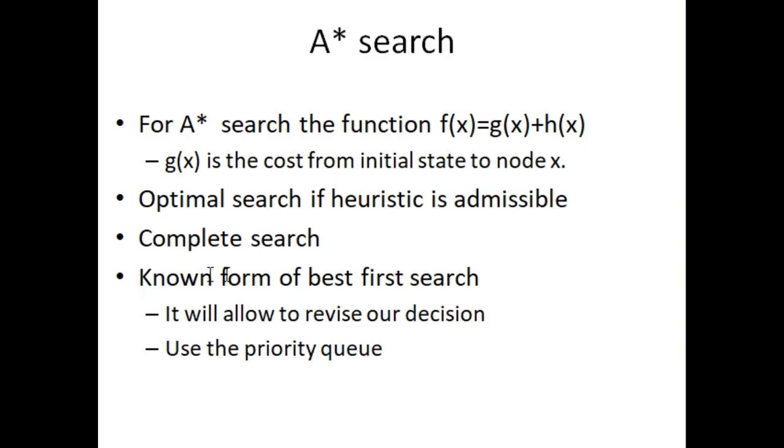The fourth property is that A star search is a well-known form of best first search. Best first search allows us to revise our decisions, and it also uses a priority queue. So A star search also allows us to revise our decisions, and it also uses a priority queue.